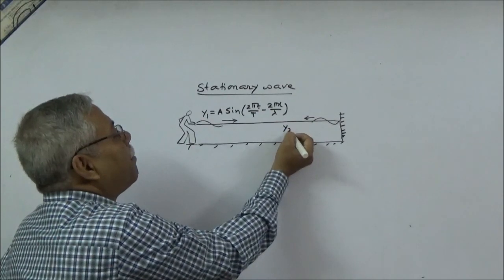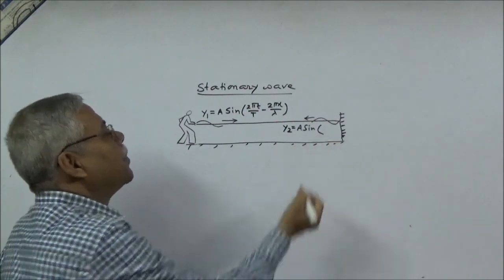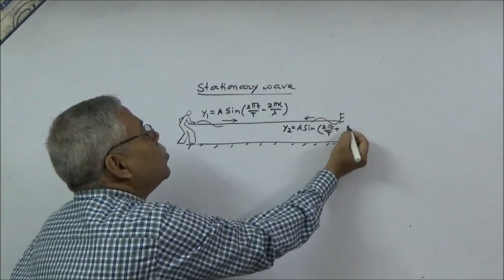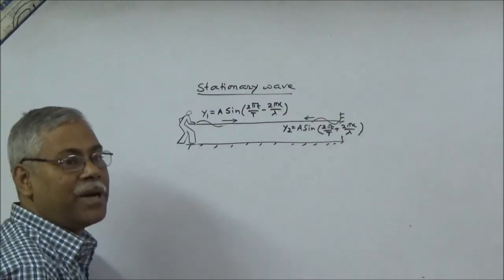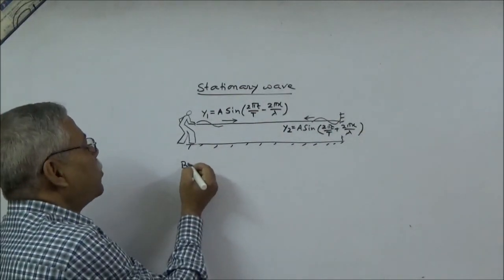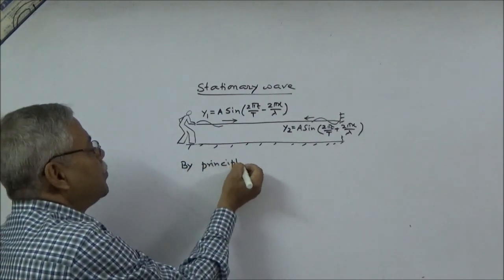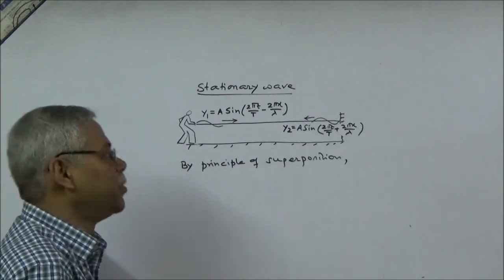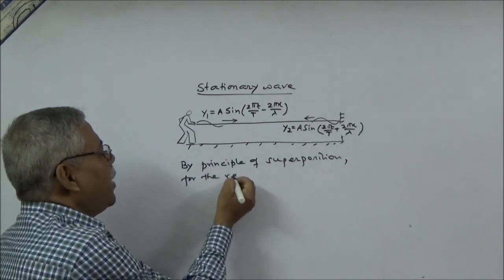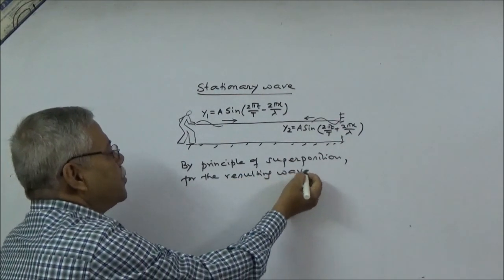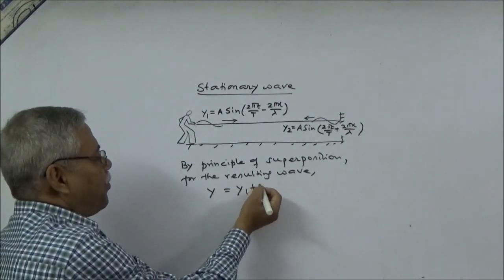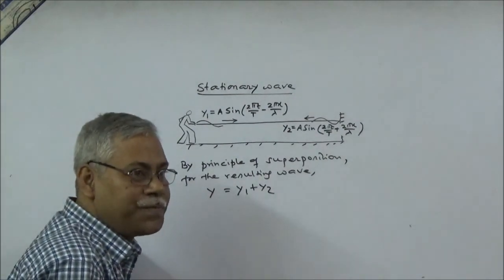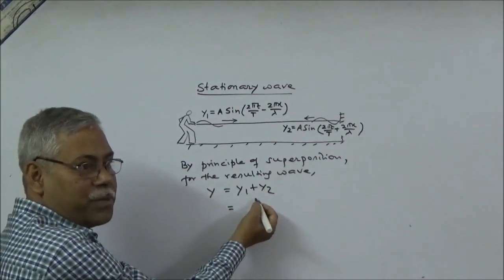This is the reflected wave: y2 equals a sine, going from right to left, which means this will be plus: 2 pi t by T plus 2 pi x by lambda. By the principle of superposition, for the resulting wave, y equals y1 plus y2. This is called the principle of superposition.